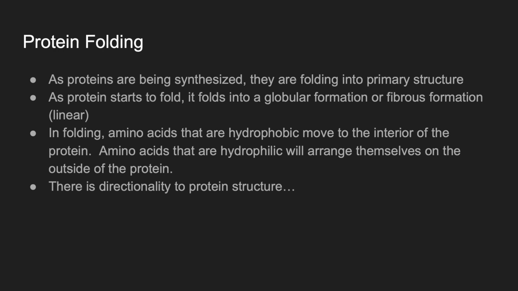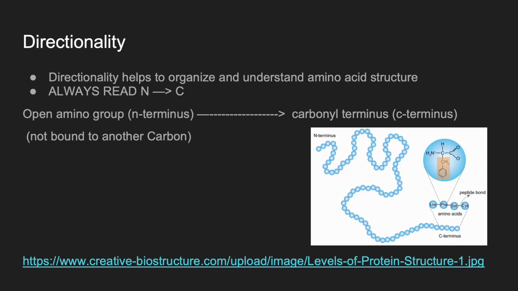There is directionality to protein structure, which will be shown on the next slide. Directionality helps to organize and understand amino acid structure. With directionality, it will help orient ourselves into viewing a protein. Every protein will have an N-terminus and a C-terminus. The N-terminus is where you have an open amino group. This is not bound to any other carbon.